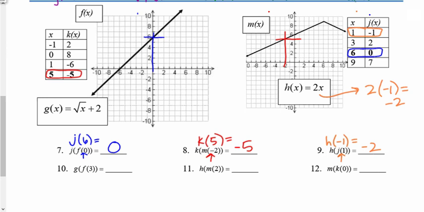And let's see, down here, g of f of 3, starting with f of 3. And f of 3 is, looks like it's 9. So now I'm doing g of 9. So that comes from up here. Plugging in 9 for x, I have the square root of 9 plus 2. So 3 plus 2, which is 5.